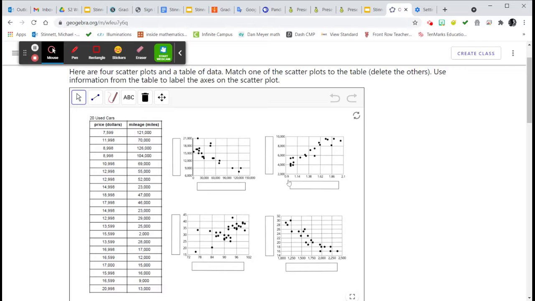So I'll check this one and look at this. Well, these are decimals. These are tiny numbers, right? 1.62. These are tiny numbers. Over here, I have thousands. All the numbers in here are thousands. So this one doesn't work.